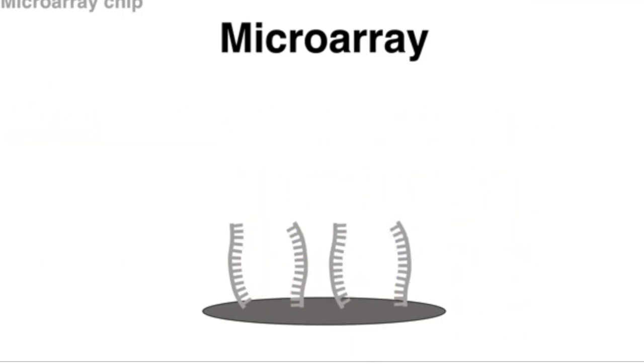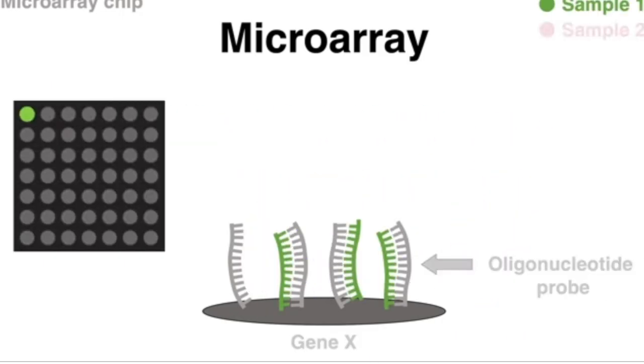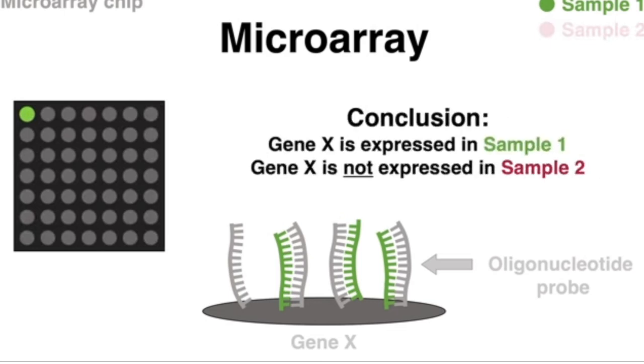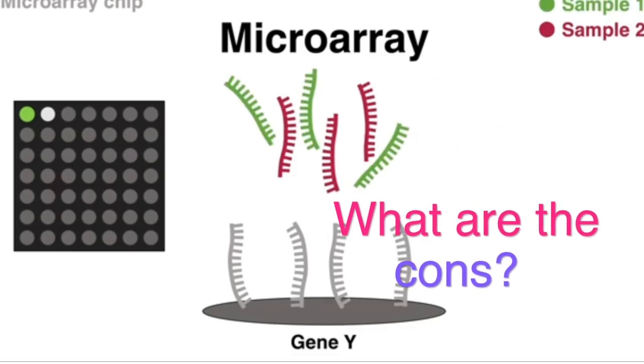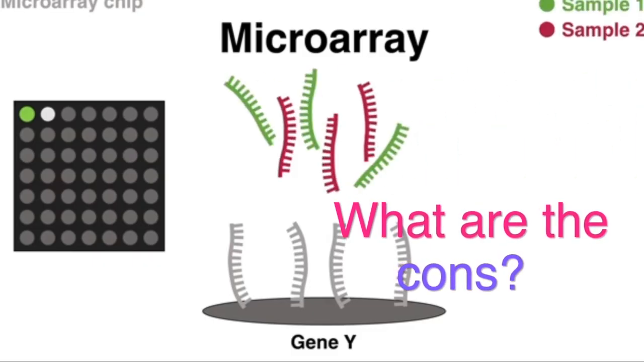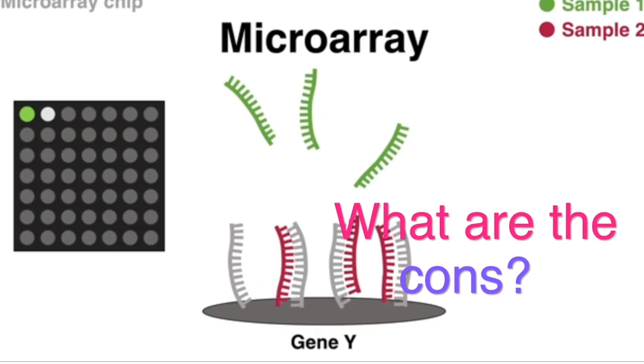So you can see that this method offers you the advantage of being able to measure 20 to 50,000 genes, for instance. This is something you wouldn't be able to do with real-time PCR. Well, you could, but it would be very expensive and also time-consuming. But can you think of any disadvantage with this technique? If you can, let me know in the comments.